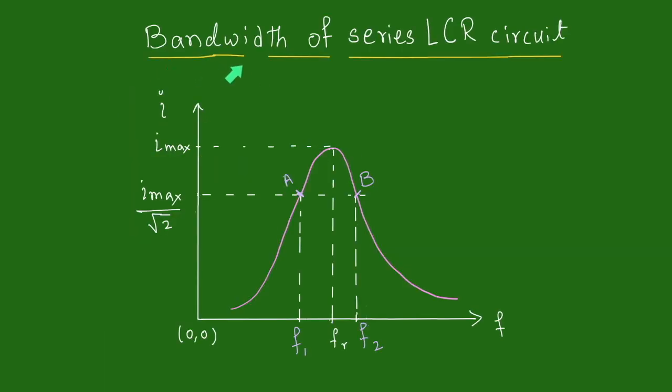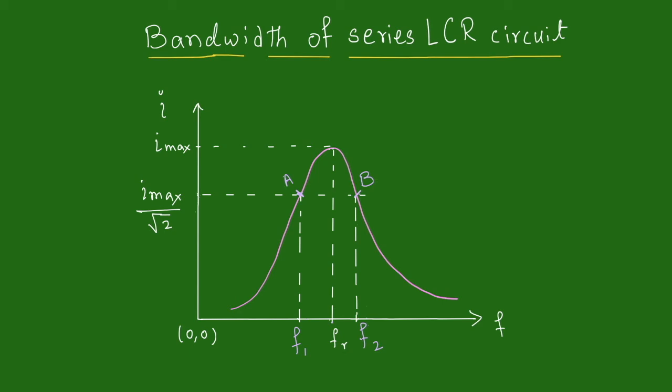Let us now define the bandwidth of a series LCR circuit. We have already studied the resonance curve of a series LCR circuit, which is a graph of current in the circuit versus frequency of the applied signal. At the resonant frequency, current in the circuit is maximum, and also the power consumed by the circuit is maximum. Whereas we have defined points A and B as half power points, where current in the circuit is I maximum upon root 2 and the power consumed becomes half of the power consumed at the resonant frequency, which has a maximum value.